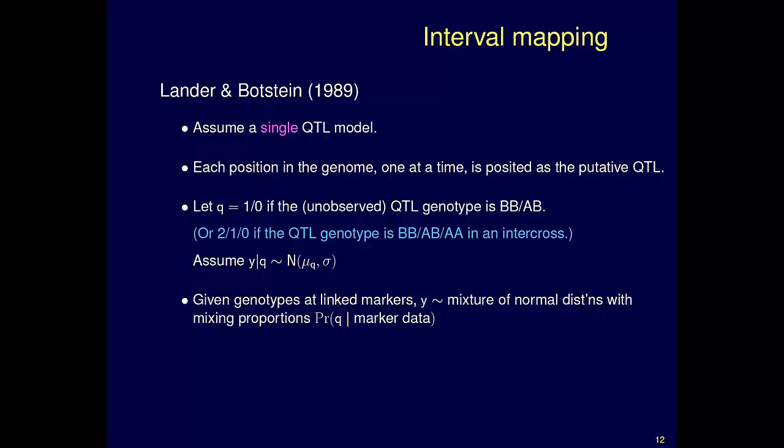Here, the problem is we don't know anybody's genotype at the QTL. But what we can do is use the information about all the surrounding markers to calculate the probability that an individual is in this group versus this group versus that group.